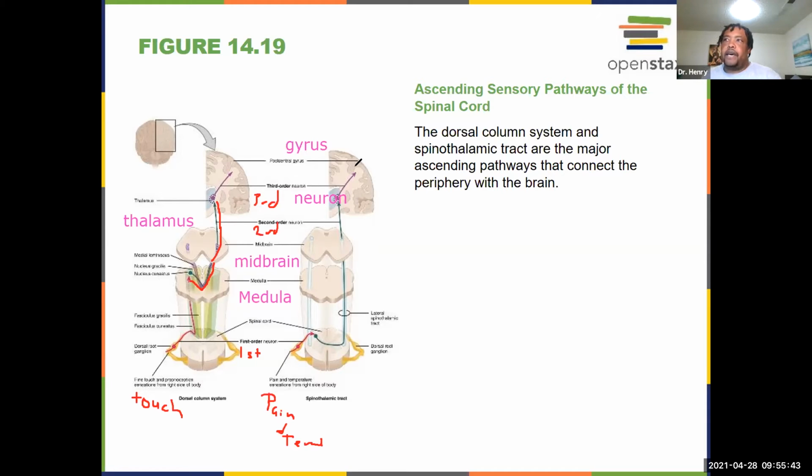Depending on the path or the sensory that we're looking at, the signal is sent through those distinct paths. In one case, it's going to be the dorsal column system, and in the other case, it's going to be the spinothalamic tract.